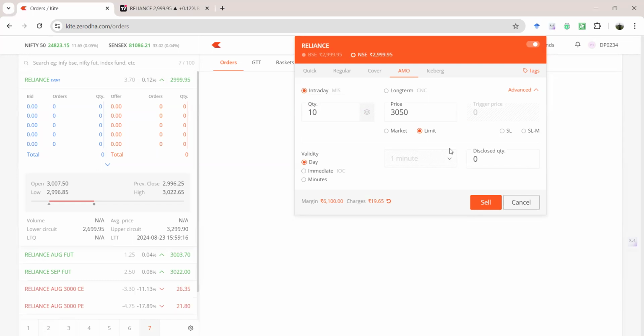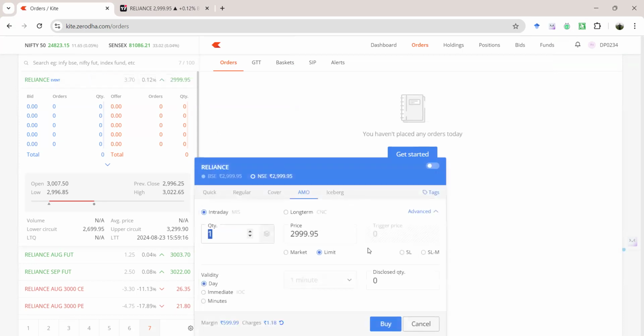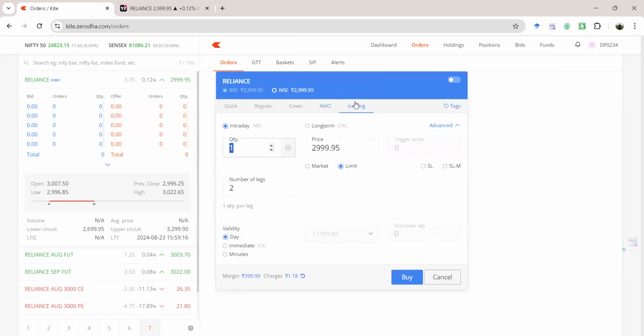What is the difference between AMO and GTT, ma'am? GTT orders, good till trigger. I don't have any idea about this iceberg order. You will have to check with the broker.